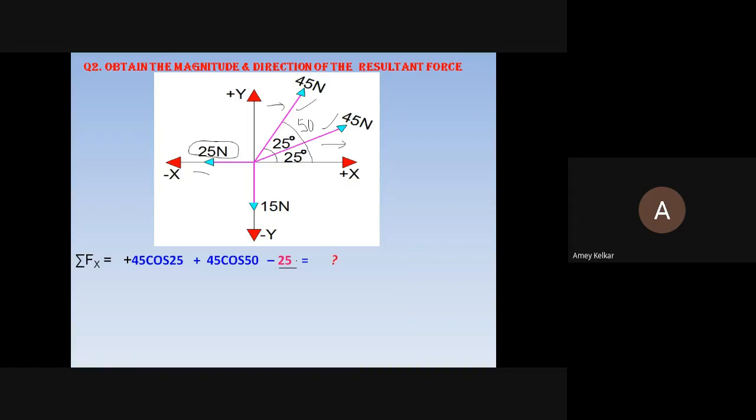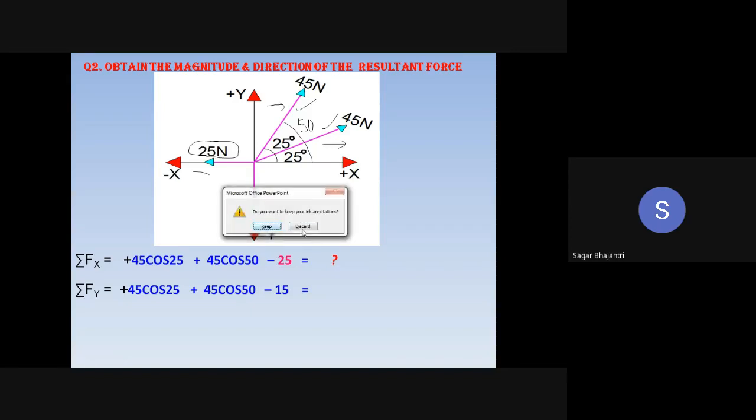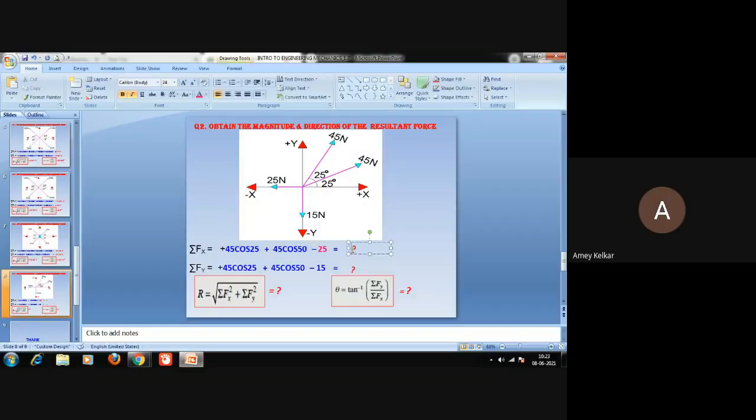So you can find this answer. Similarly, when I come to the Fy equation, what happens? 44.70. Okay, good. 44.7. I'll edit this. 44.70 Newton. Done.